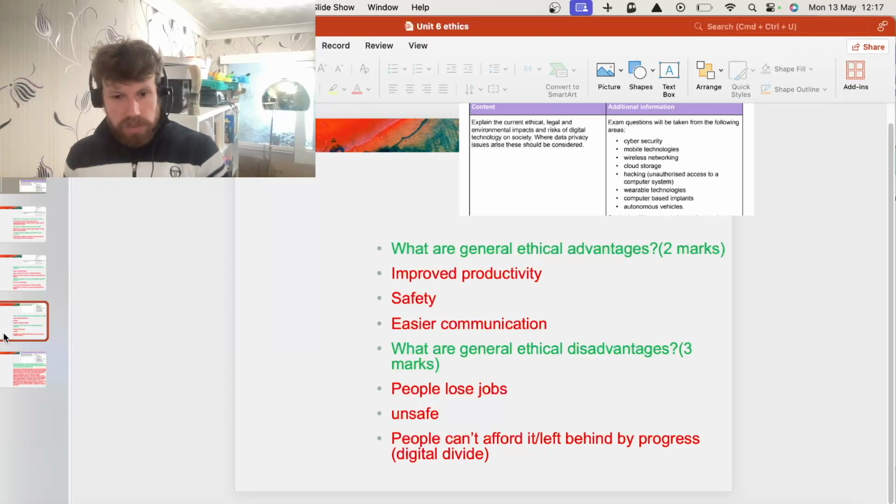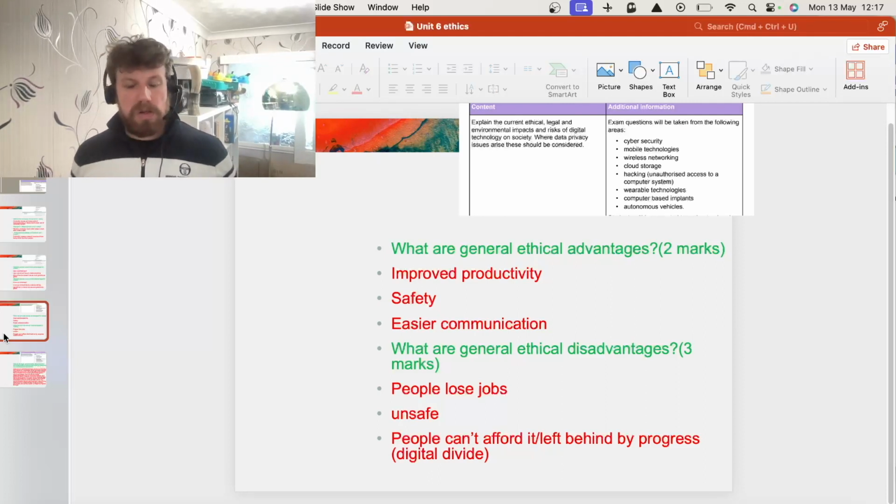The disadvantages: people could lose jobs, so that's a generic point. With autonomous vehicles, taxi drivers are going to go out of business. Lorry drivers are going to go out of business. Robotics: robots are going to be taking people's jobs.